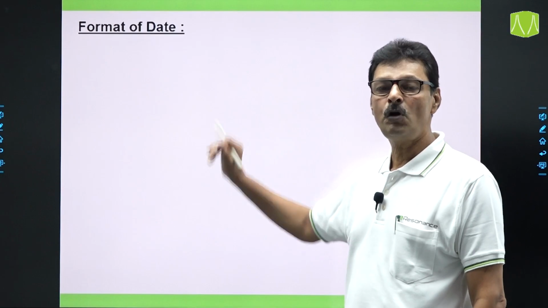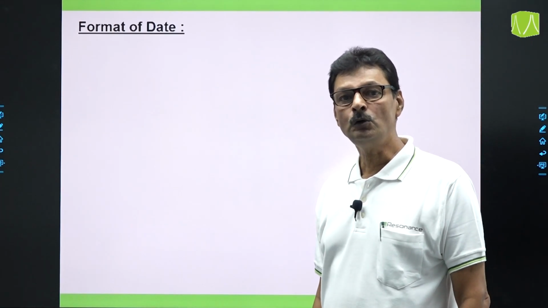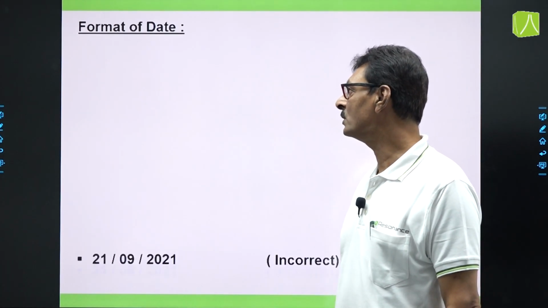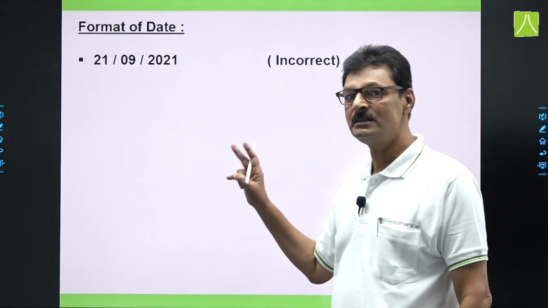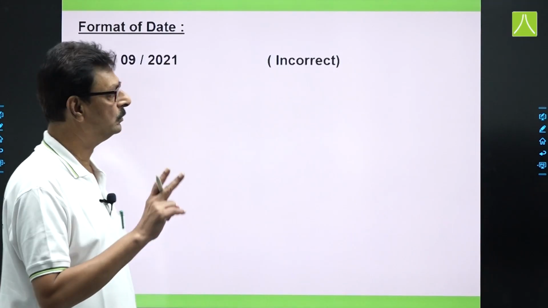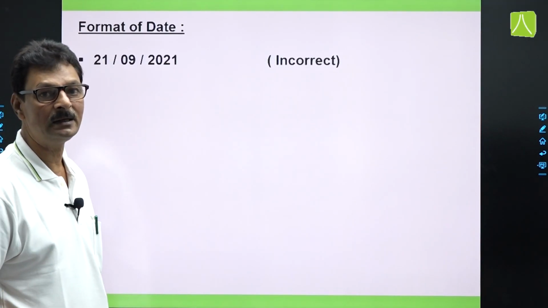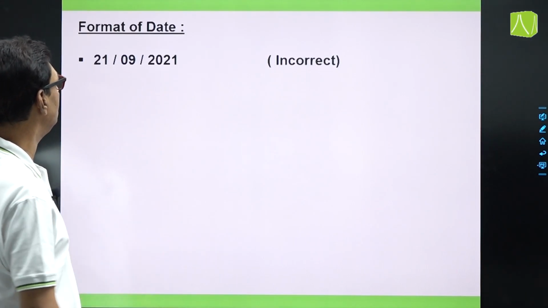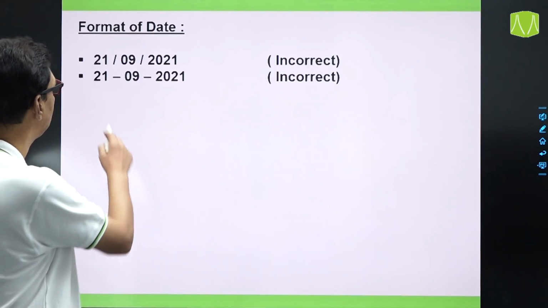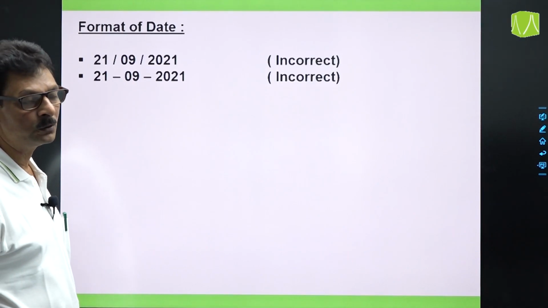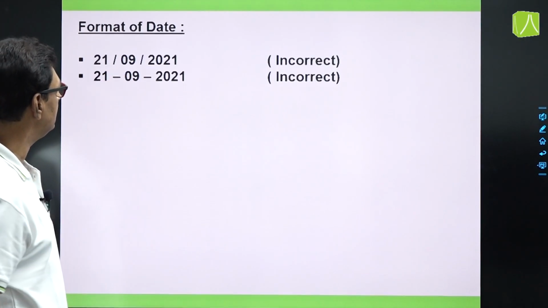Before that, the format of the date. How to write the date, उस चीज़ पे हमको ध्यान रखना है. Number dates, friends, is disallowed. Your marks can be deducted if you write the date in this particular form. Number dates, again I told you, not allowed. So, either oblique or dash is incorrect.